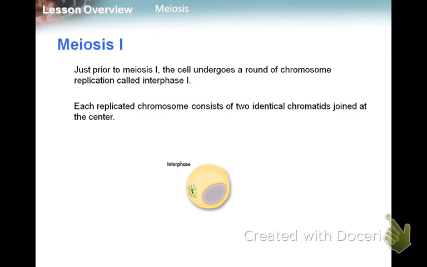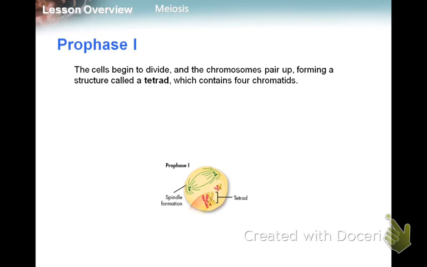So prior to meiosis, interphase 1 is pretty much the same. Chromosome replication in the S phase of interphase, just like mitosis. Each replicated chromosome has, remember, the sister chromatids that are joined at the center. Prophase 1 is super important because this is where things start differing from mitosis.